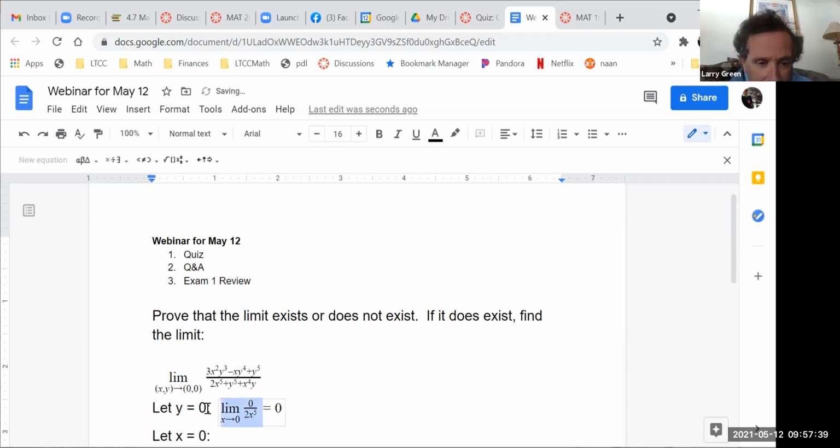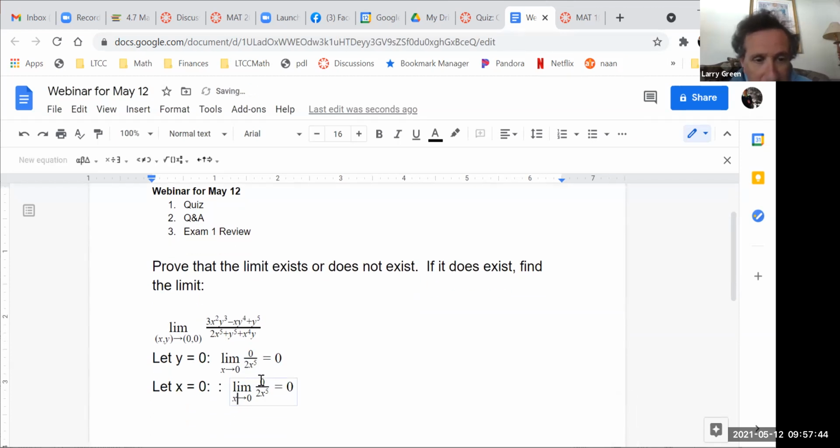So now we're going to take the limit as x goes to 0, and now the limit as y goes to 0. And the numerator, if x is 0, is y to the 5th. And the denominator, if x is 0, is also y to the 5th. What's y to the 5th divided by y to the 5th? That's 1 for all y that's not 0, which means that the limit is 1.